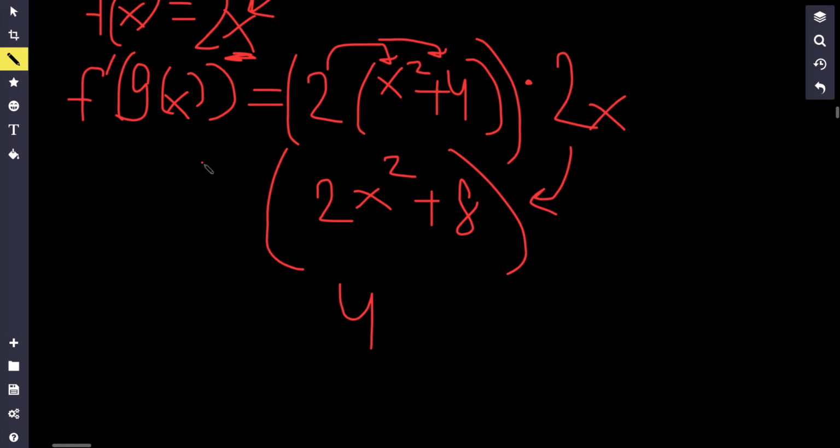So you get 4x to the third power plus 16x. And there's our answer. So we have learned how to do, let's say, the derivative of x squared, when your base is a variable and your exponent is a constant.